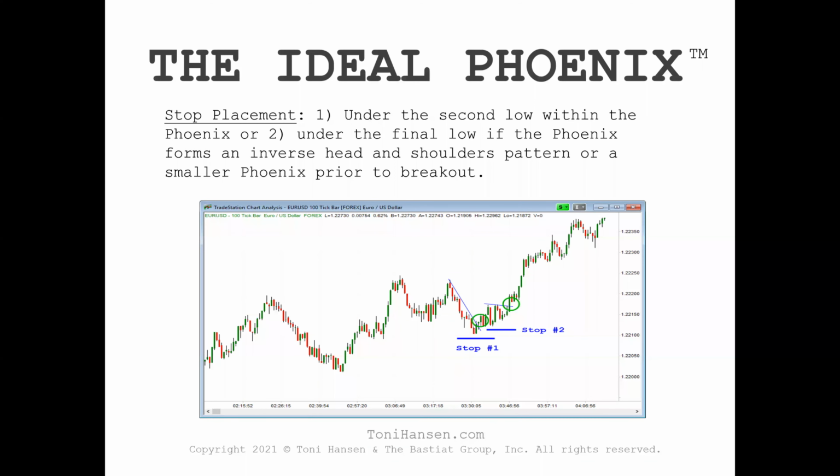So stop placement, you guys, stop under that last low. If you've got a Fib fan in here, you can progressively move your stops up under that 76.4% Fib fan. So that can allow you to keep trailing it up.